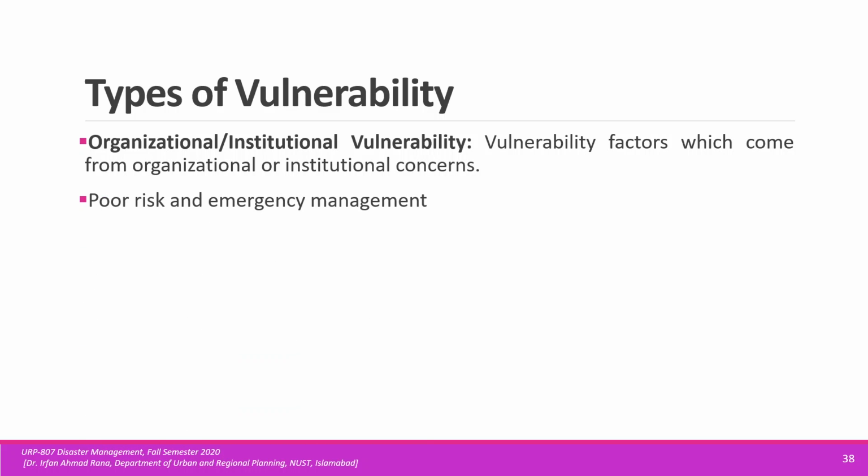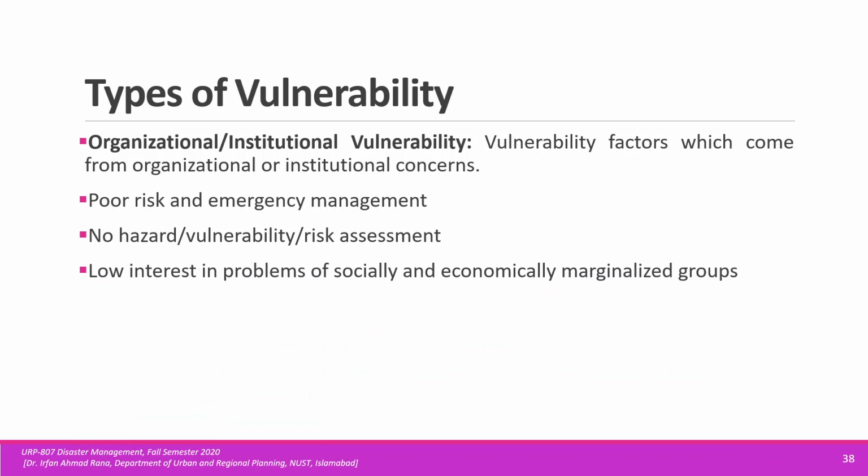Another is organizational vulnerability, in which institutions play a very vital role in developing or affecting your vulnerability. What kind of institution is there? How prepared are they? How effective is their emergency management system? Have they done the hazard, vulnerability or risk assessment of your area? That can be part of institutional vulnerability. And how the institution is responding to socially and economically marginalized groups can result in vulnerability.